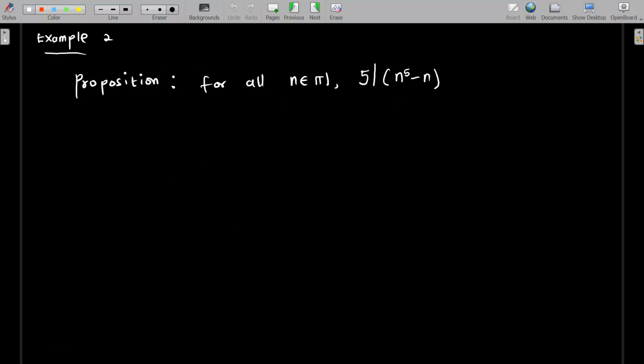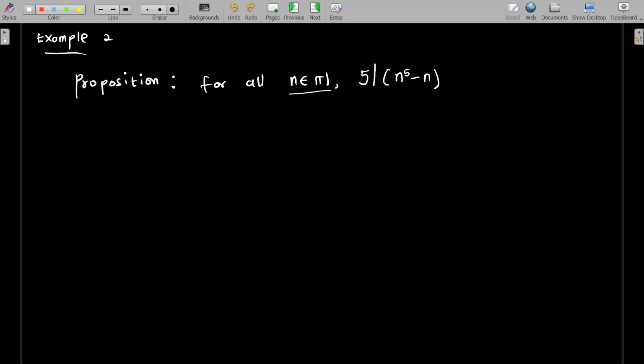So I have a problem here that says that for all integers n in the natural numbers, this means we're talking about natural numbers. Recall that natural numbers are still integers, but they are the positive side of the integers. We have that 5 divides n squared minus n.